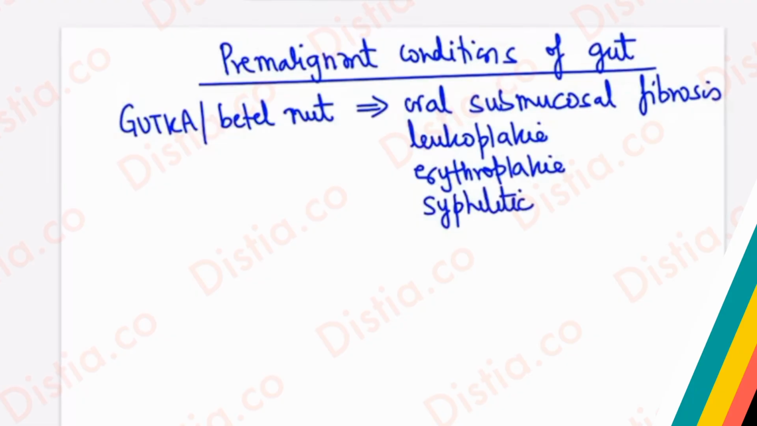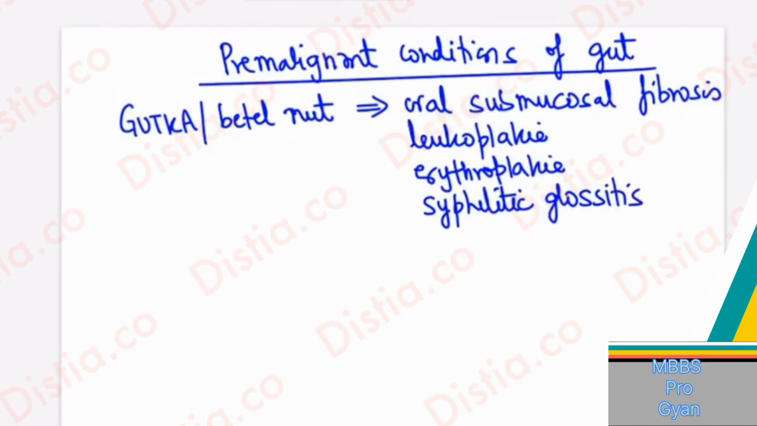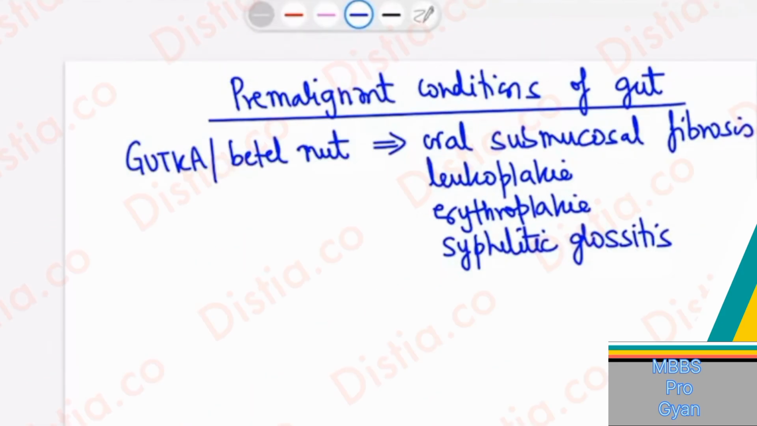But then another entry in the MCQ can be syphilitic glossitis. Yes, do remember, syphilitic glossitis is also a pre-malignant condition, and in the exam he also included oral lichen planus. In contrast, when it comes to oral lichen planus, in some books it is written it is not a pre-malignant condition, in some it is written it is a pre-malignant condition. I just want to resolve that controversy that yes, it is pre-malignant, but the chances are very less.